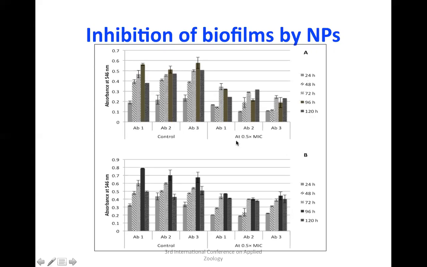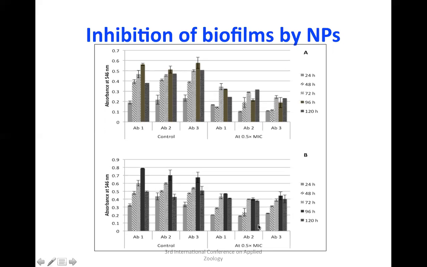Whereas when cells were treated with a sub-inhibitory concentration of aluminium oxide nanoparticles, there was significant inhibition of biofilm formation compared with control cells, and maximum inhibition was observed in strain AB3 at 48 hours. Then in figure D, you can see the effect on preformed biofilms. Biofilms were initially grown for different time intervals, and then sub-inhibitory concentrations of aluminium oxide nanoparticles were added to find out whether they efficiently remove the biofilm biomass or not.